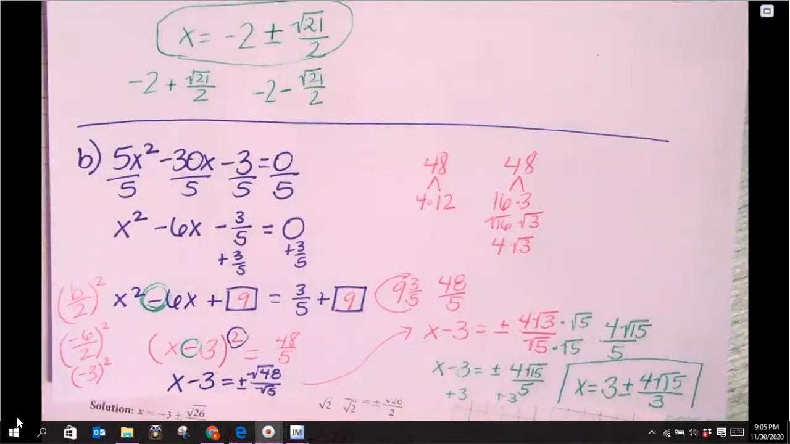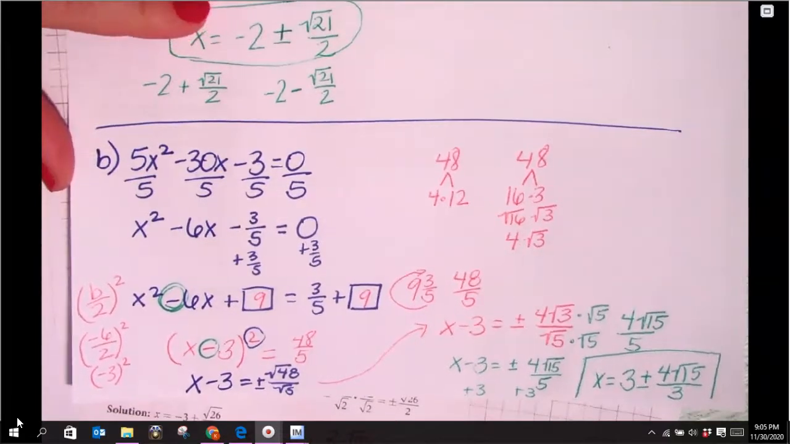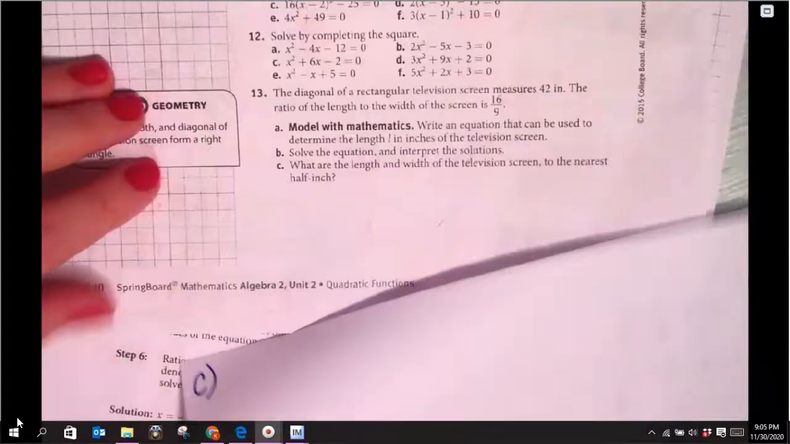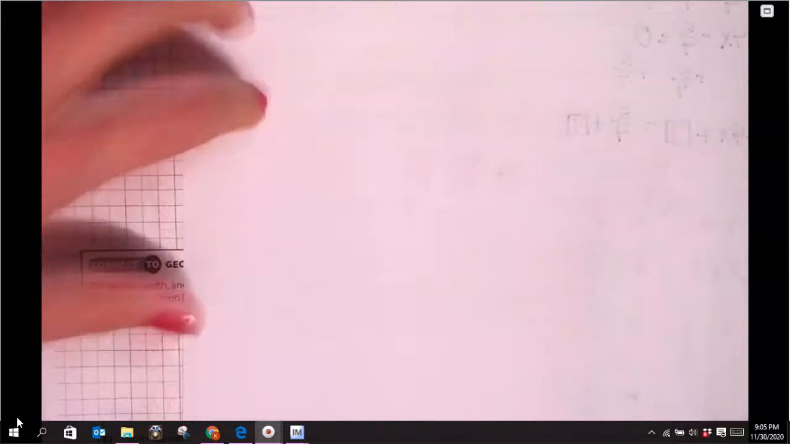So again, what we're doing is just repetitive, over and over again, same thing, just different numbers. Okay, let's take a look at C. C is 2x squared minus 6x minus 1 equals 0.